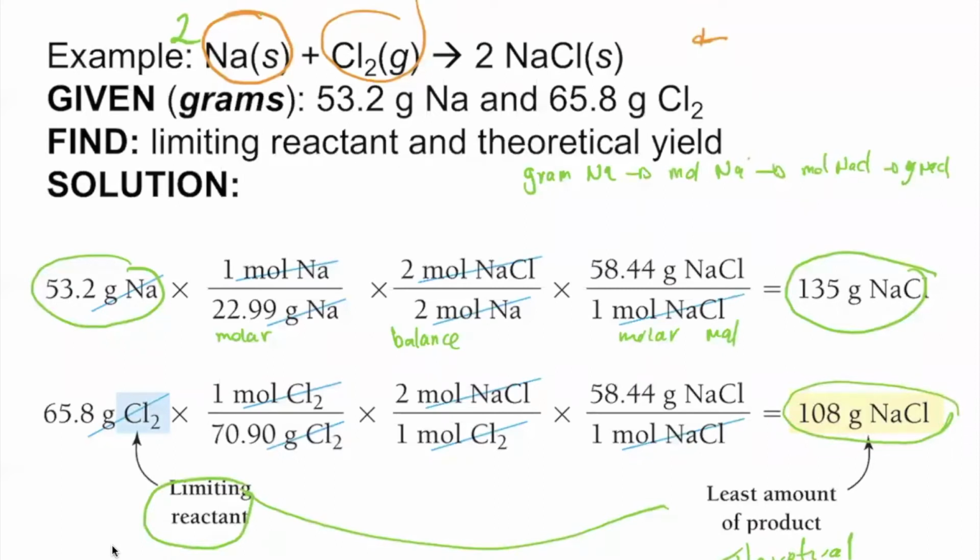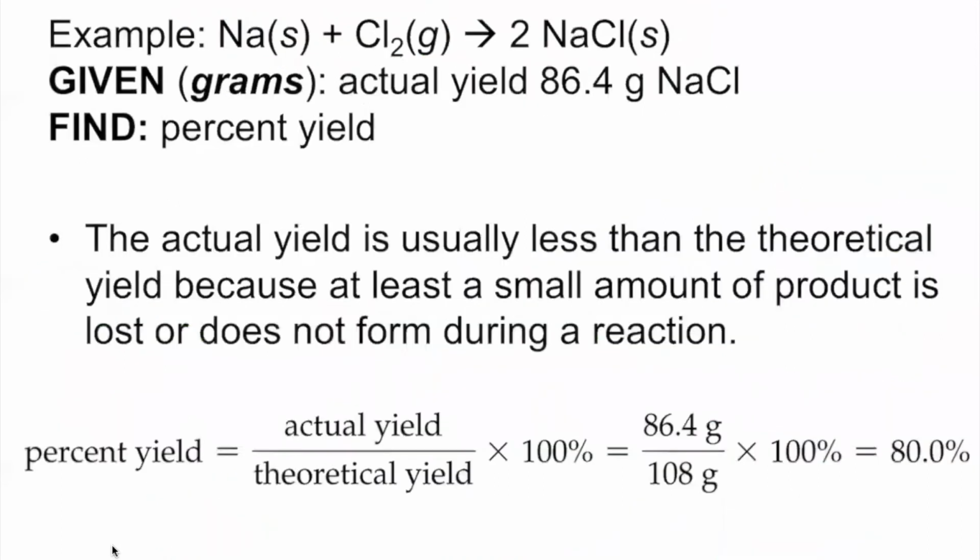Now, how do we calculate a percent yield? Well, I will have to tell you the actual yield. So I'm telling you the actual yield, and the theoretical yield is what we calculated from the previous part. So your percent yield is 80%. That's how successful you were.